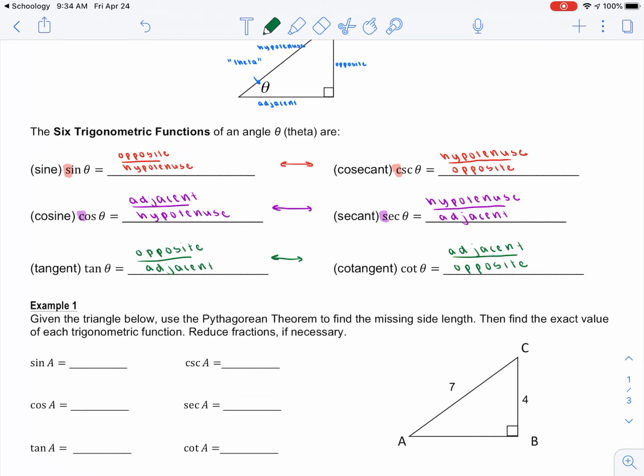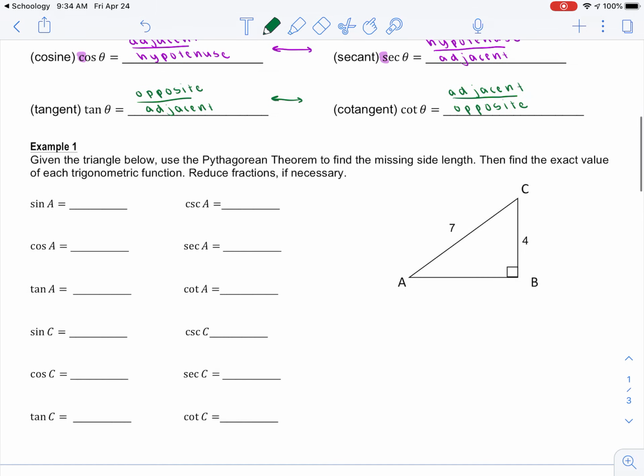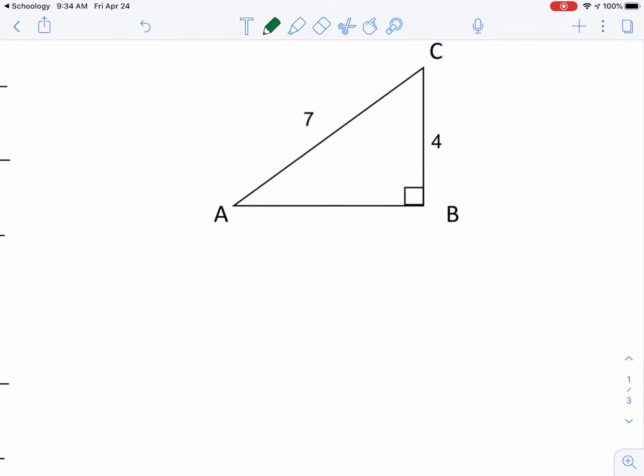So that is how you find these different trig ratios. So we're going to practice with some actual numbers. What's going to happen is you're going to be given a problem, and the problem will ask you to find the sine, cosine, tangent, or maybe the reciprocal functions of certain angles from that triangle. Now, the first thing you want to do is make sure that you have all side lengths of the triangle.